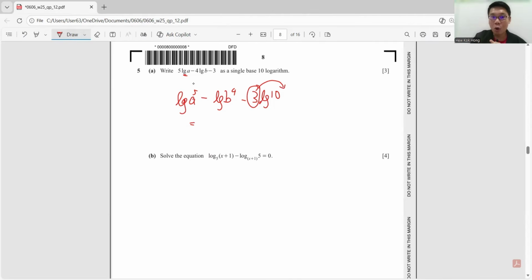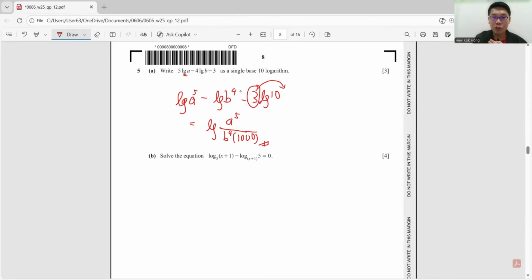Then after done, all of them is in log base 10, and then it's a plus minus relationship. Then we can join them into single log. Everything that in front is positive, we put it up. Everything in front is negative, we put it down. So here 10 power 3 is 1000. Like this, we successfully join them as single base of 10.